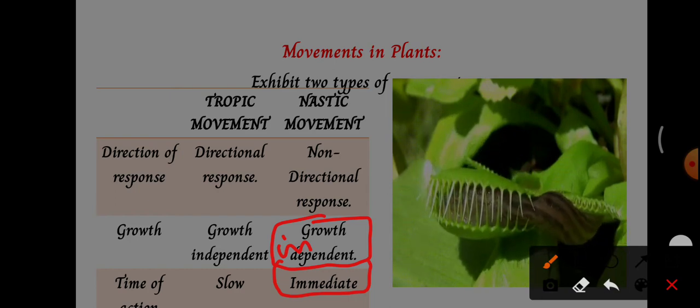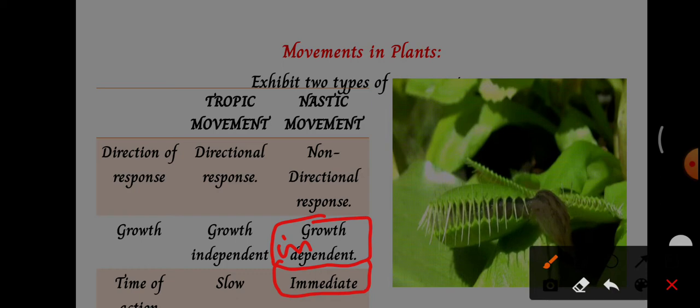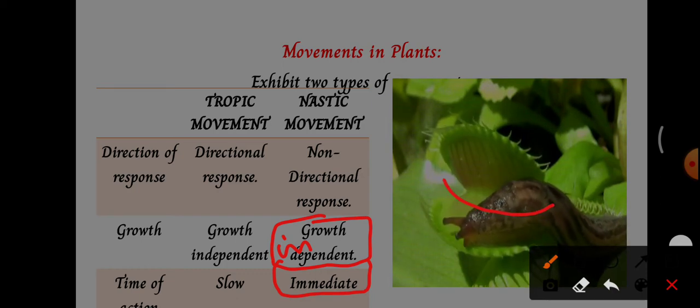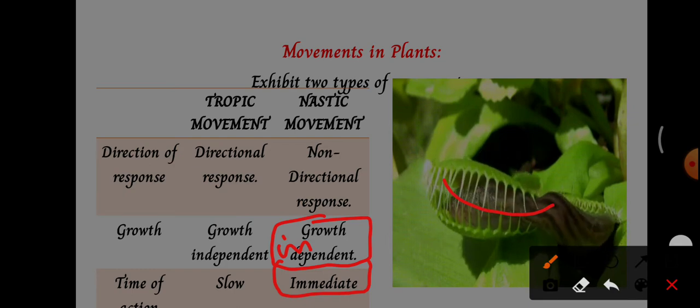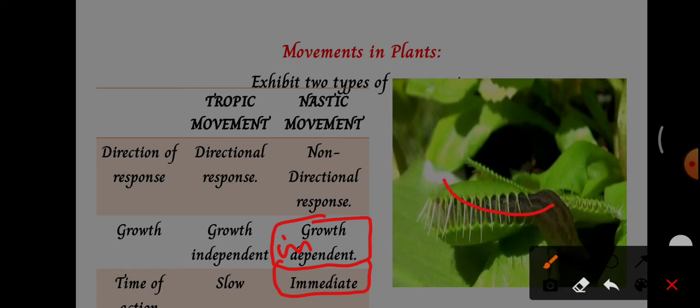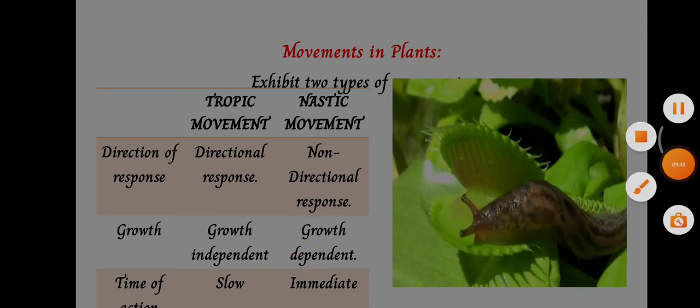So here also we can see the carnivorous plant. What is it doing? It is taking up its prey. So once the prey touches the entire length of the organ, the plant just closes or encloses the animal, right? So this is a kind of immediate action.